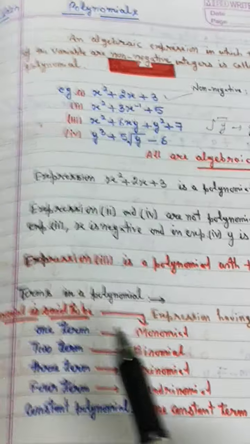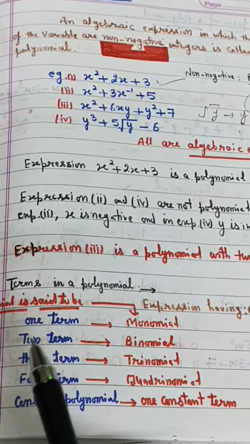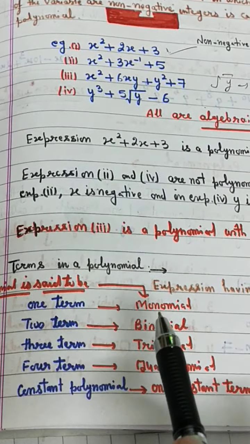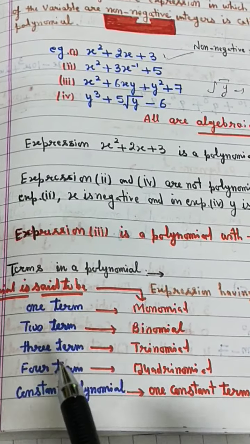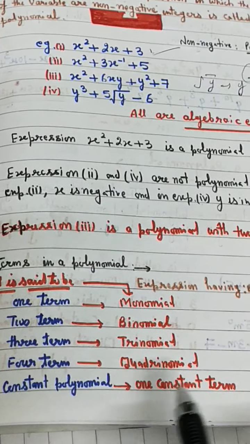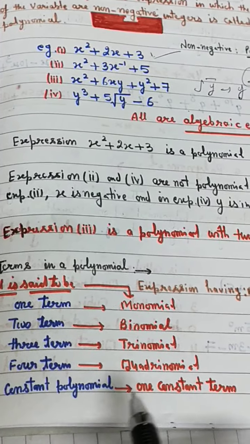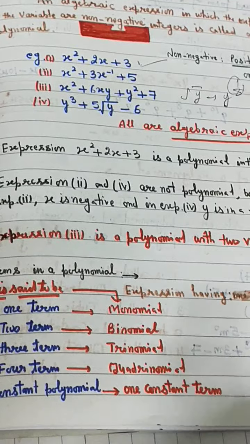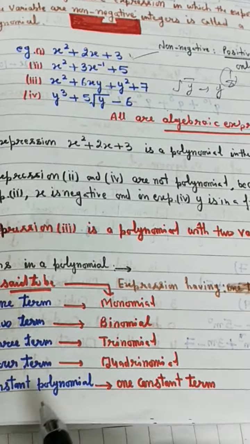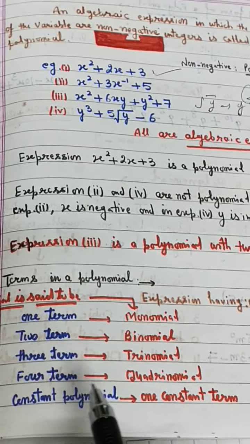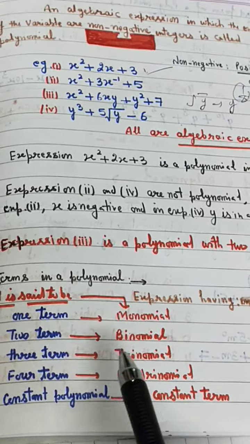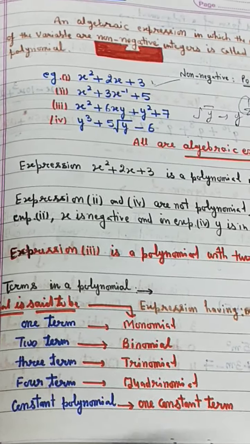Now, terms in a polynomial. A polynomial with one term is called a monomial, two terms binomial, three terms trinomial, four terms quadrinomial, and one constant term is called a constant polynomial. One constant term, that is 4, 5, minus 10, minus 13, all are constant polynomials. These are the kinds of polynomials: expressions having one term, two terms, three terms, four terms, and so on.